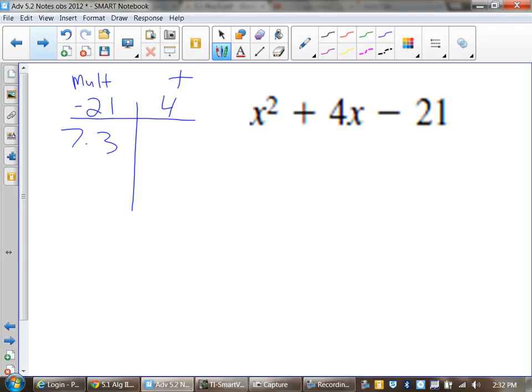7 and 3 gives me some sort of a combination. If I want the sum to wind up being positive, that means the larger of those 2 values should be positive. That's why I get the negative 3. So when I go to factor this out, my terms wind up being x plus 7, x minus 3. Let me ask you this. What changes if I do this?